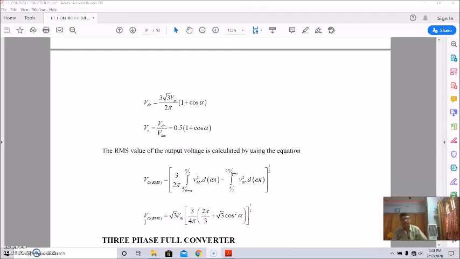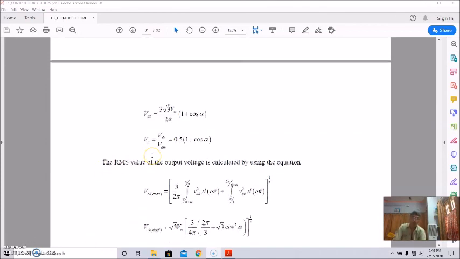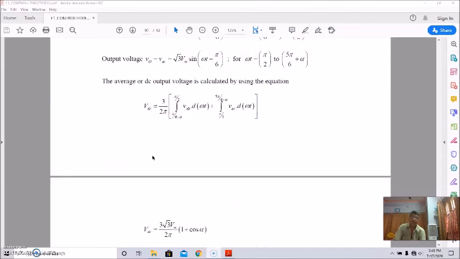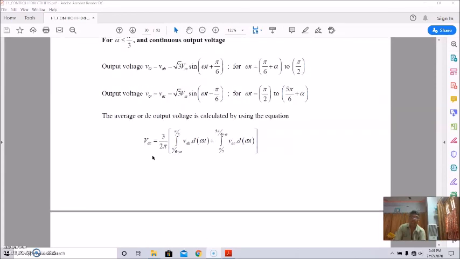Basically, these are simple mathematical calculations, and in some cases some trigonometric relationships are used to find out these values. That is the DC output voltage, the RMS values of the output voltage, etc., and the normalized voltage Vn for alpha equal to pi by 3.